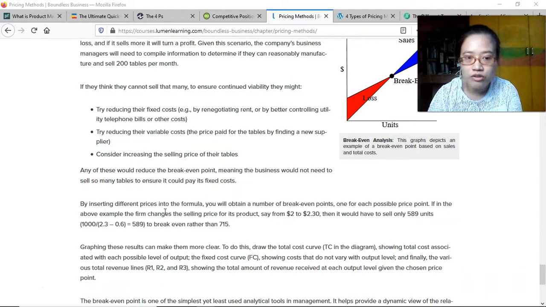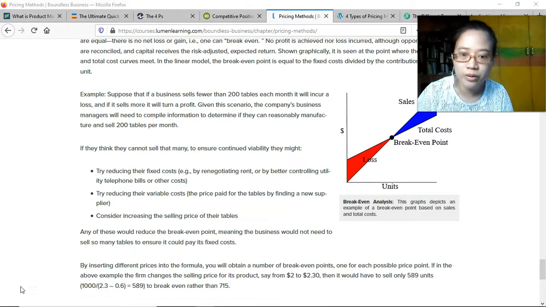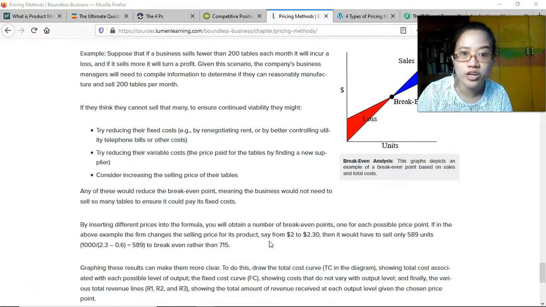By inserting different prices into the formula, you will obtain a number of break-even points, one for each possible price point. If in the above example, the firm changes the selling price for its product from $2 to $2.30, then it would have to sell only 589 units to break even rather than 715. So they don't have all the information here, so let's just assume that this is for a different situation, right?